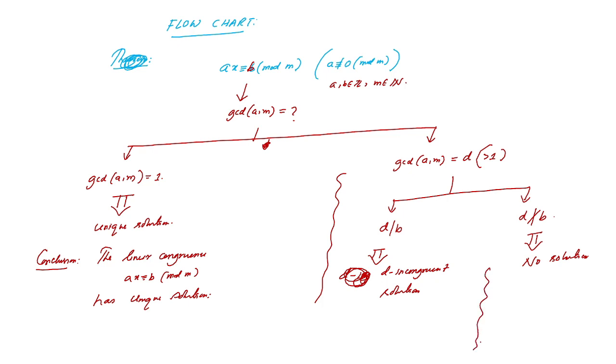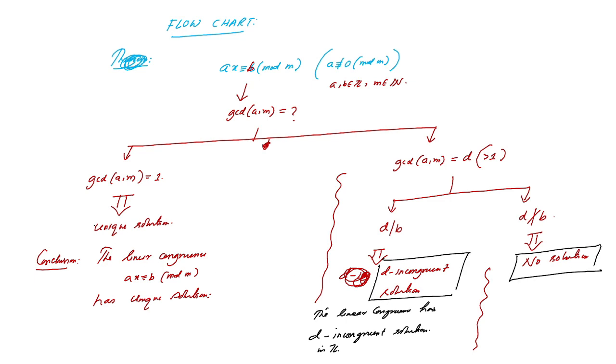So here the conclusion is that the linear congruence has D incongruent distinct solutions in Z, and otherwise there is no solution. So no solution, D incongruent solutions, and unique solution. These are the three cases here.